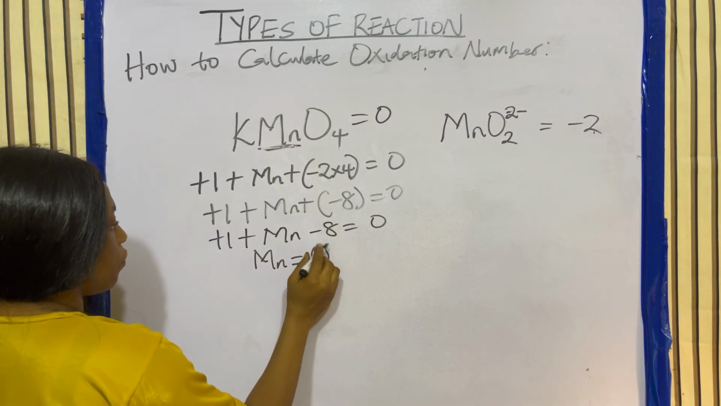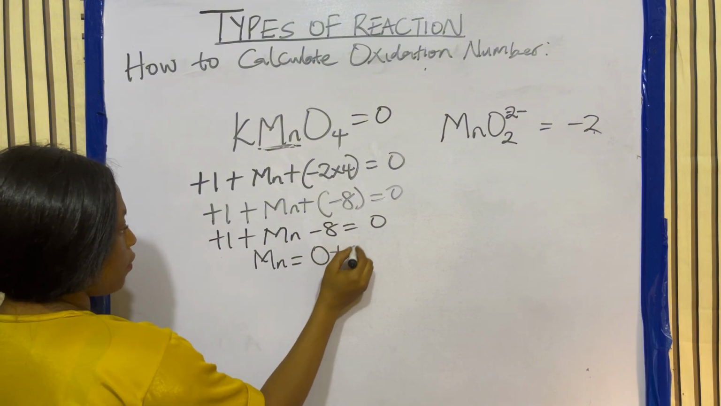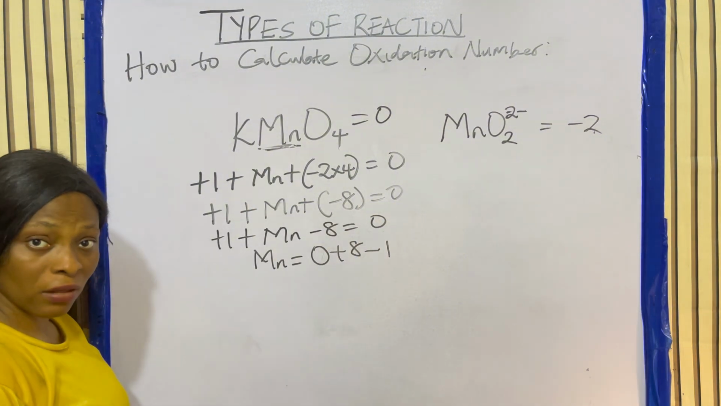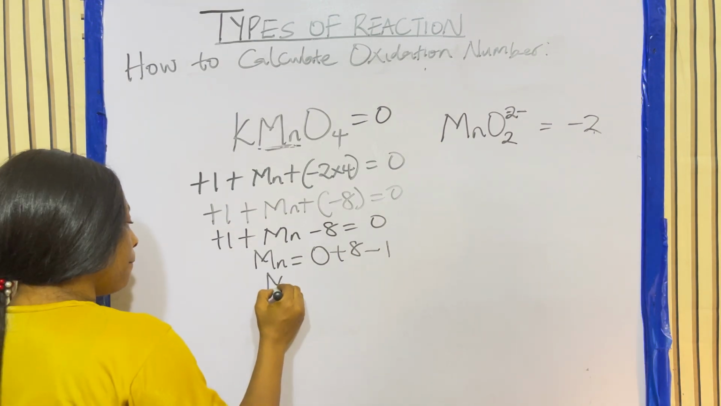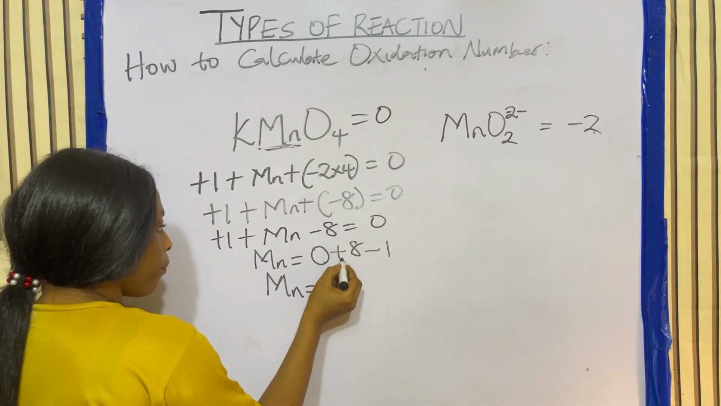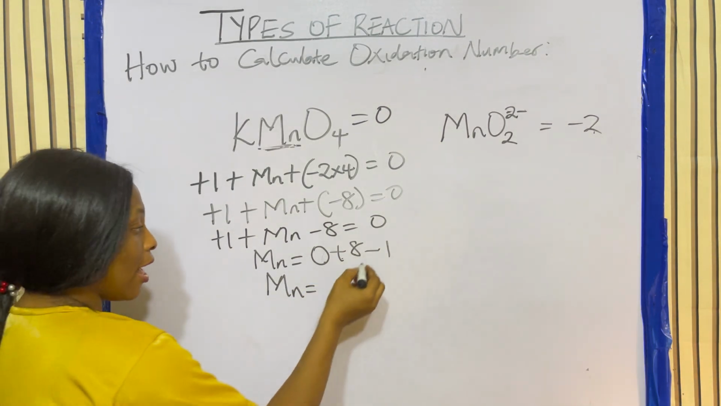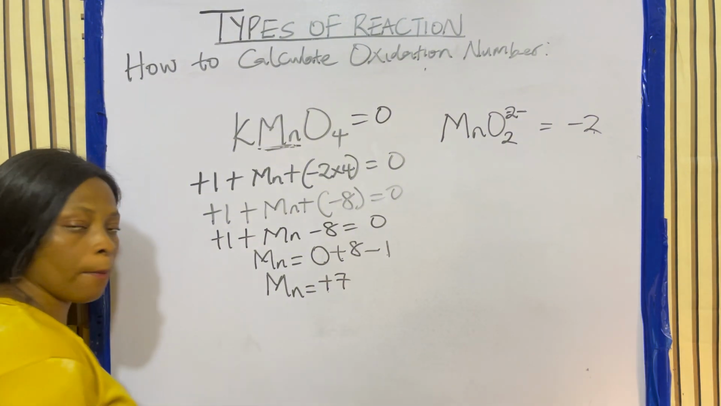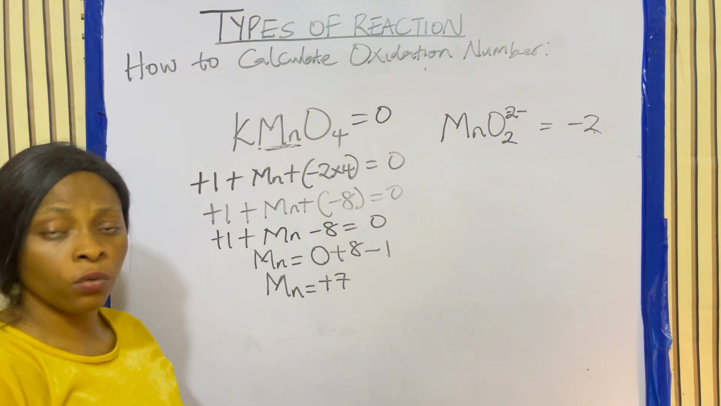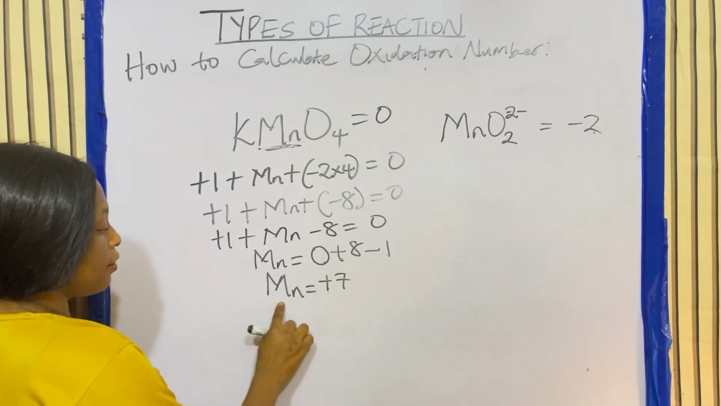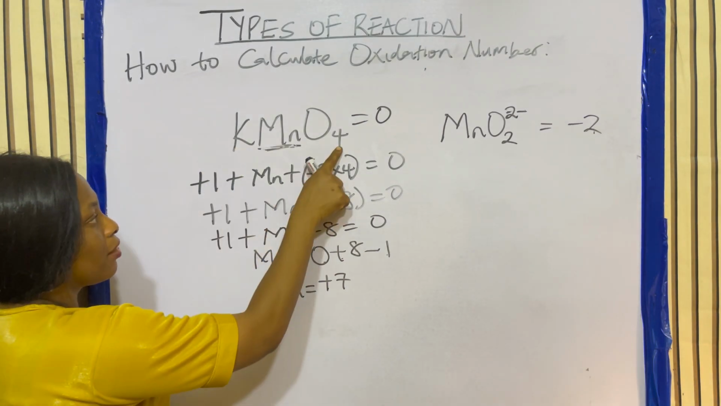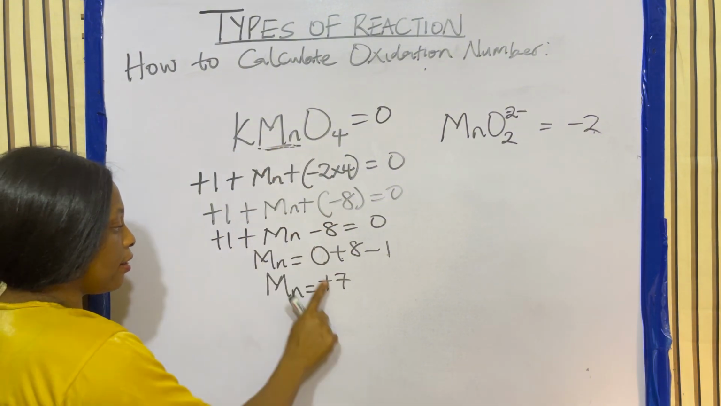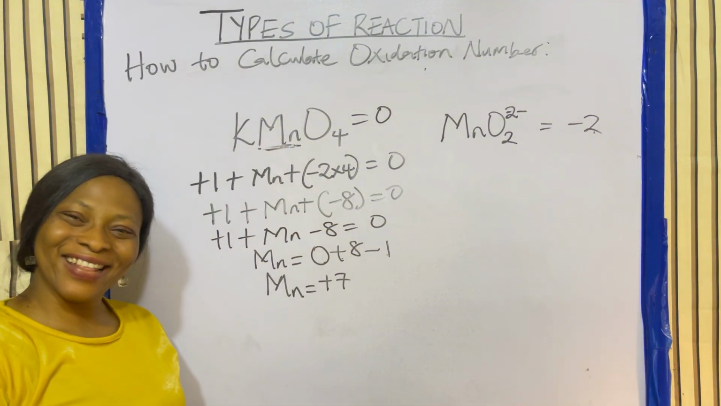Manganese is equal to 0, this one crossing over +8, and this one crossing over -1. I hope we understood. So you have that manganese is equal to 0 plus 8, 8 minus 1, +7. Please, you must put plus or minus to enable us know the states. So this is how we arrive at potassium tetraoxo manganese 7. 4 is tetra. Isn't that simple?